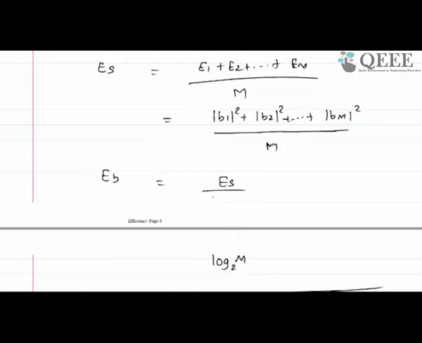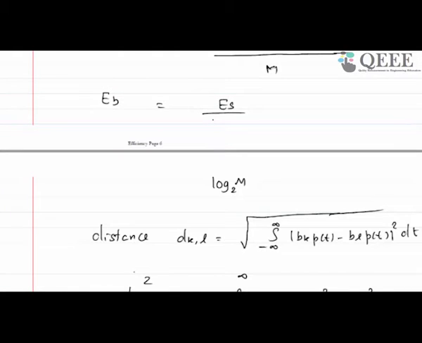Because BPSK sends only 1 bit per symbol, the bit energy and symbol energy are the same. But when you are using QPSK and QAM, the bit energy and the symbol energy are different.